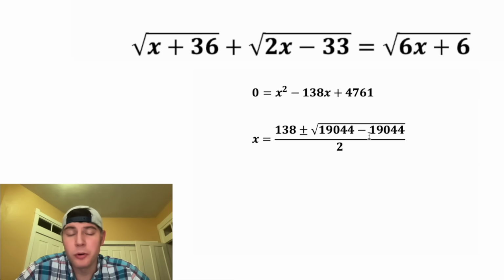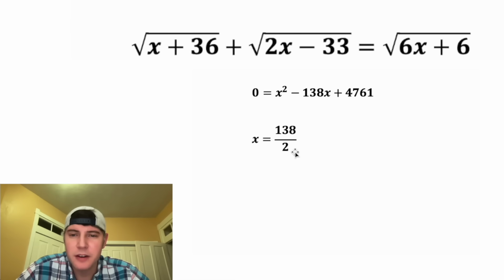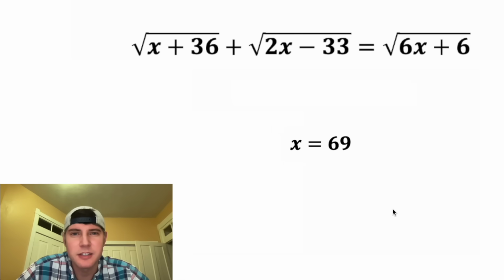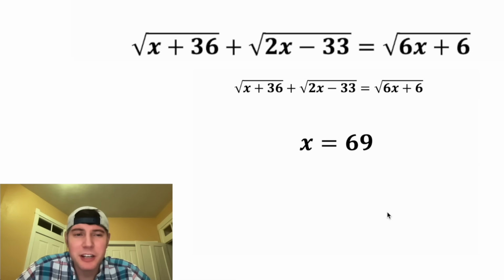Well, 19044 minus 19044 is equal to 0. So that's just going to go away. And 138 divided by 2 is equal to 69. Nice. And that is the answer to our question. Let's plug it in to make sure it works.